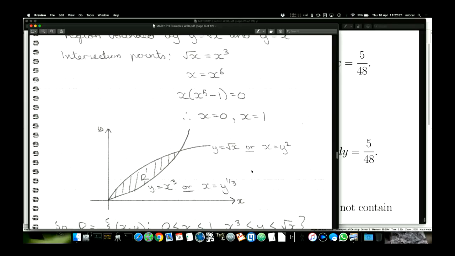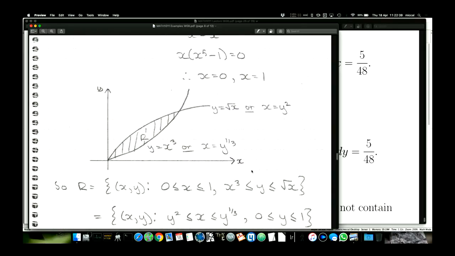And then I've got to decide, well, if I'm going to integrate with respect to y first, I'm going to do a small sweep in y from the lower curve to the upper curve. So y would go from x cubed to root x, and then a big sweep in x, x would go from 0 to 1. Or I could do a small sweep in x, so x goes from the left curve to the right curve. So x goes from y squared to y to the third, and y goes from 0 to 1.